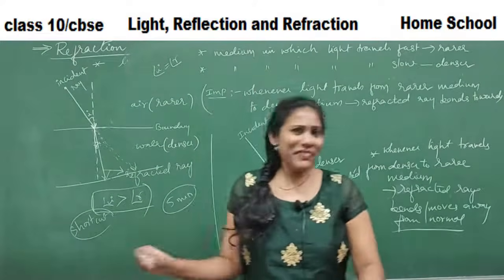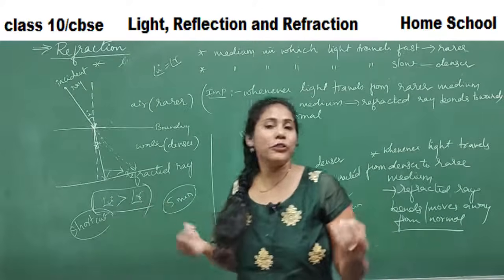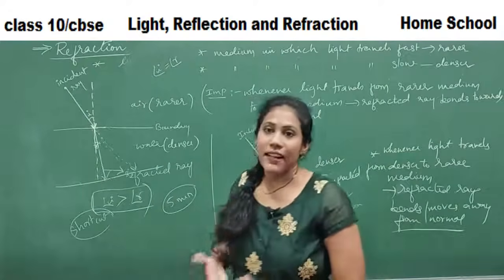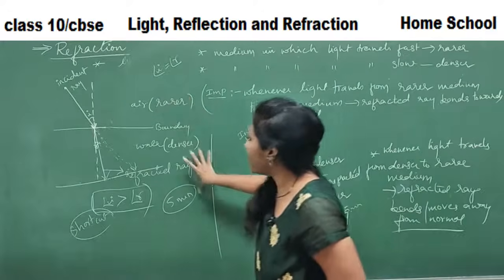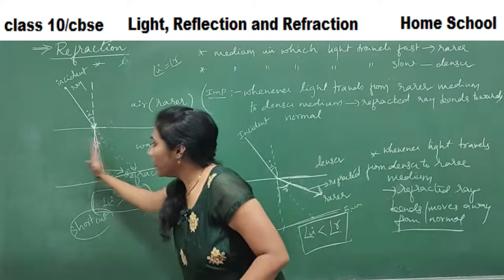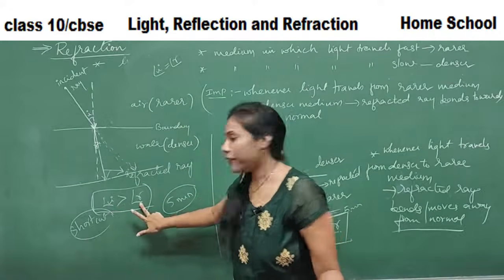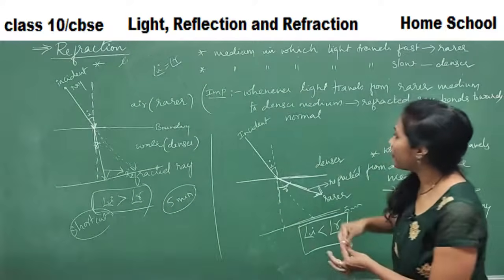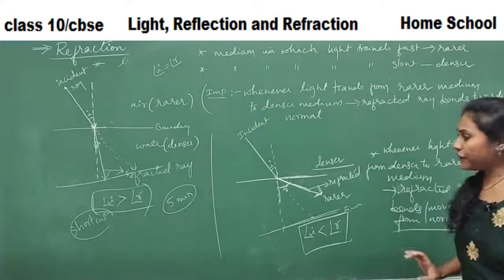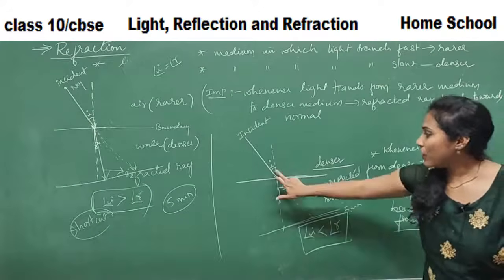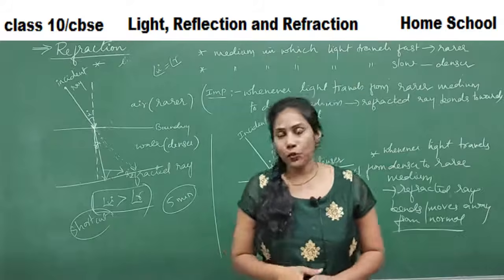This is the logic. Anyway, this point is not necessary to remember, I mentioned it just to make you understand and to have more clarity. Otherwise, 2 points are necessary to remember. One is when it is traveling from rarer to denser, the refracted ray is moving towards the normal, and here the angle of incidence is larger than the angle of refraction. And when the light is traveling from denser medium to rarer medium, the refracted ray bends away from the normal, and here the angle of incidence is smaller than the angle of refraction. So if you can remember these 2 points, it is more than enough.